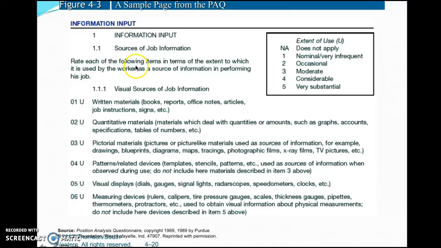So for an example, you'll see different levels, okay? And then you will look at how often people do it. So let's say people deal with written materials a lot. They may be a level 1 compared to quantitative materials or pictorial materials, visual displays, measuring devices. So depending on the different things that they do and the level and how often, you're able to get, again, a very objective idea of what this job is about, okay?